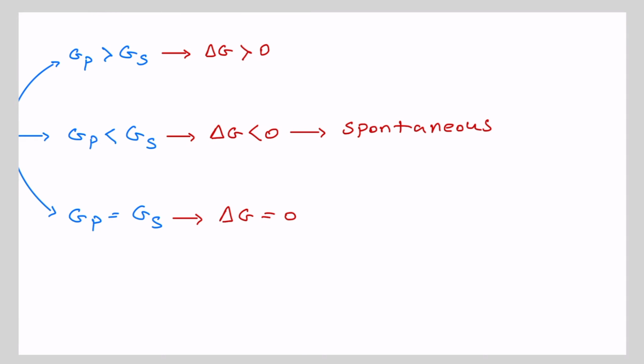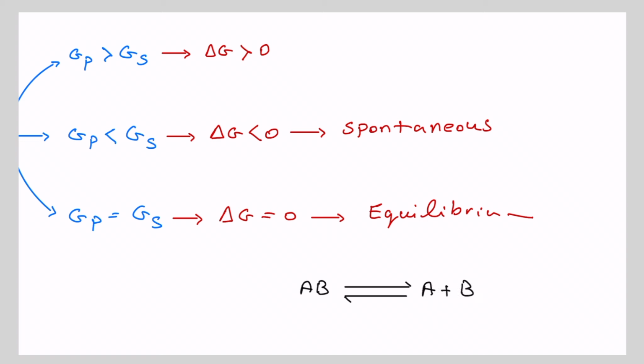In the third scenario, we have a chemical reaction that is at equilibrium. If we have a reaction like AB being converted into B and A, this reaction is at equilibrium, which means the rate of the forward reaction is the same as the rate of the reverse reaction. So in this scenario, it's an equilibrium.